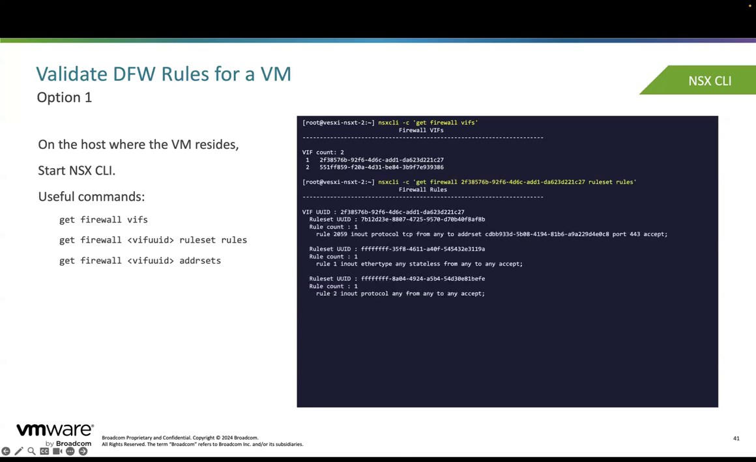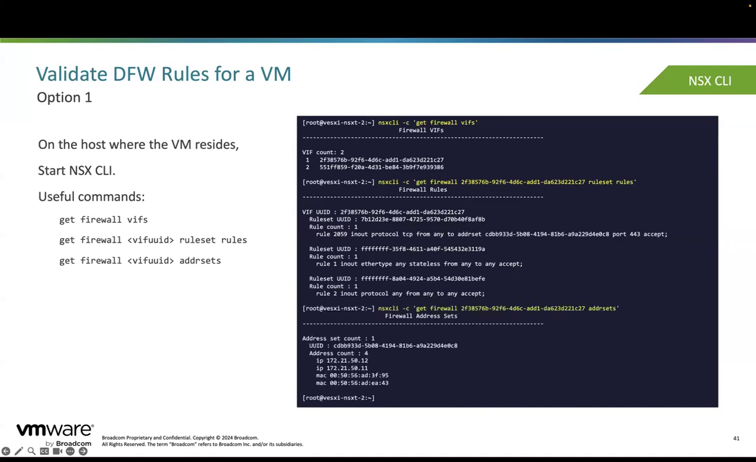We also then have our command line interface for the firewall to look at the rule set rules. So the firewall rules. We see the VIF UUID there again, the 2F38576B, and we can see the same rules that we just saw in the graphical interface. So rule 2059, and then we have our default rule at the bottom, the any allow rule.